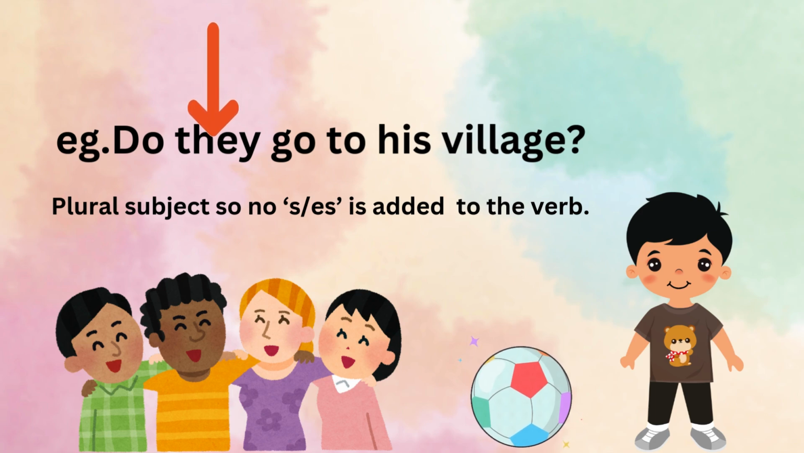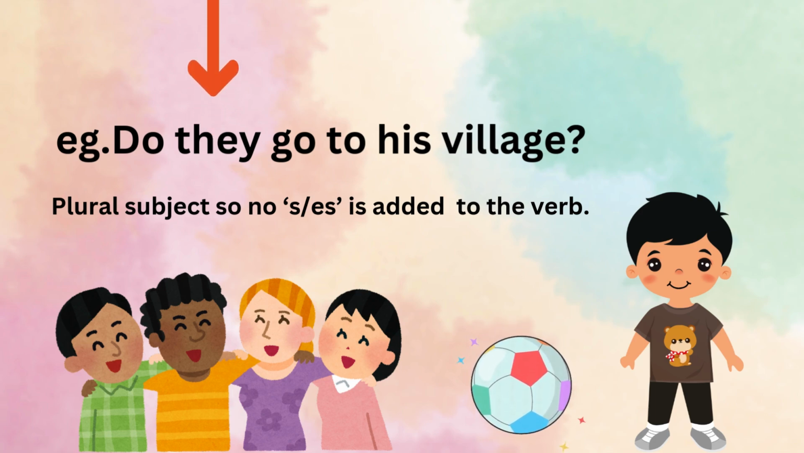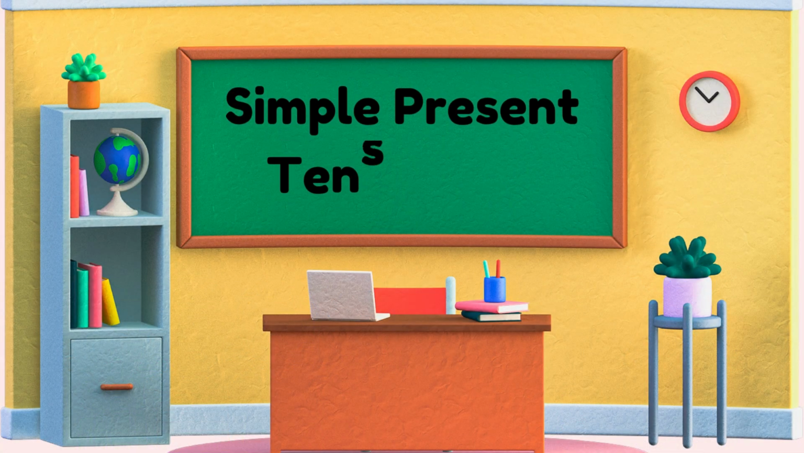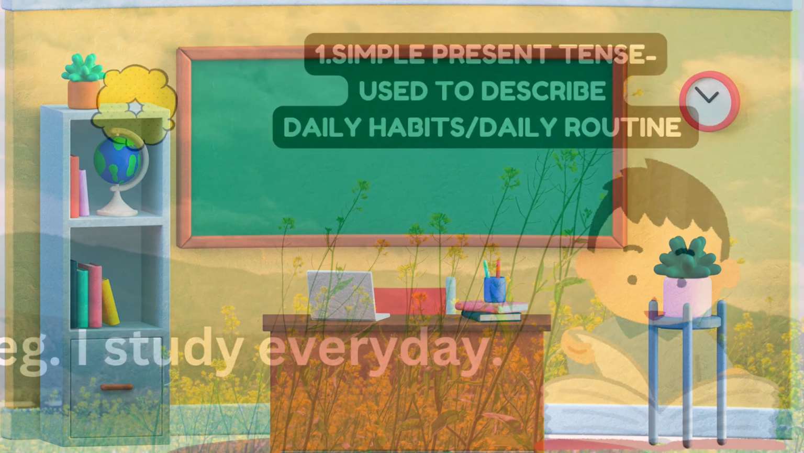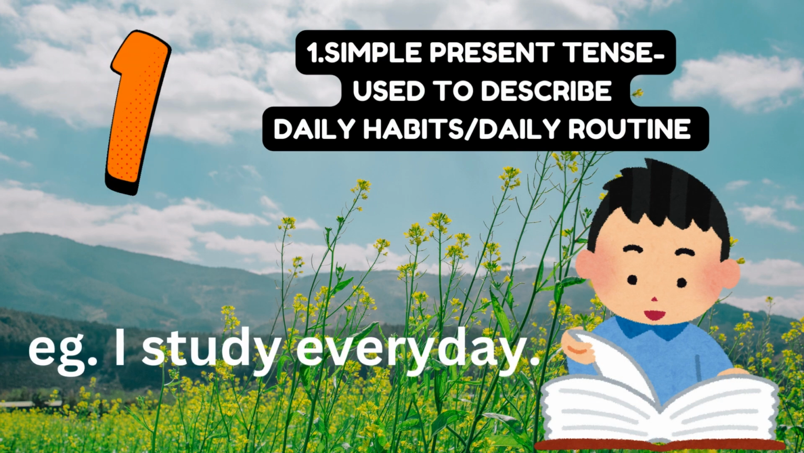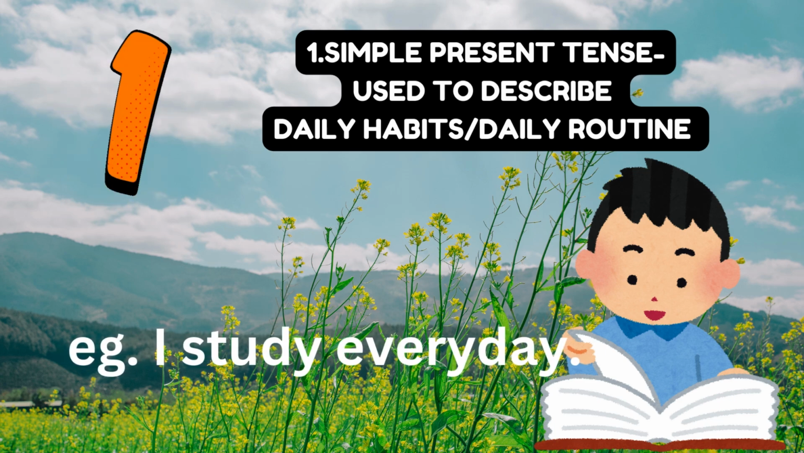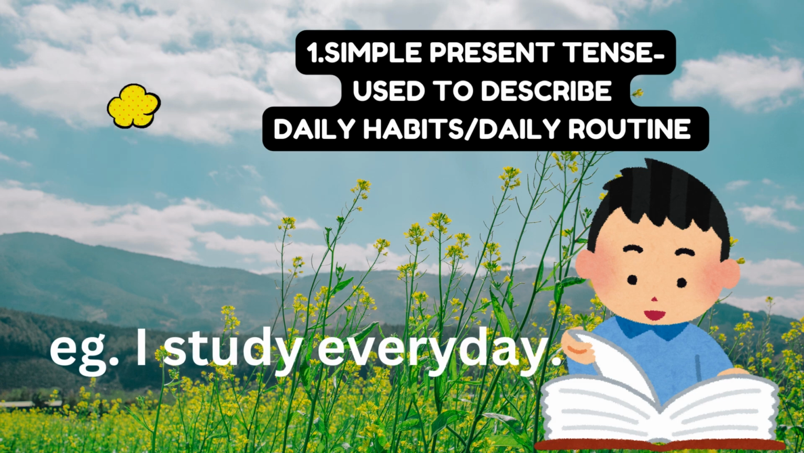That is correct. Why? Because we have added "do" before "they," and "they" is a plural subject. Let's look into the uses of simple present tense. Simple present tense is used to describe daily habits or daily routine, like "I study every day."